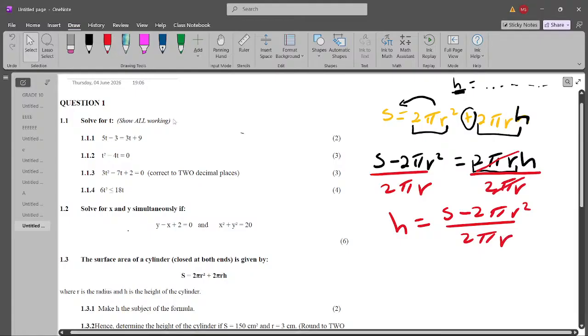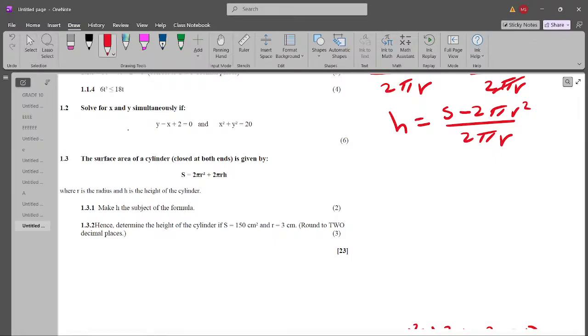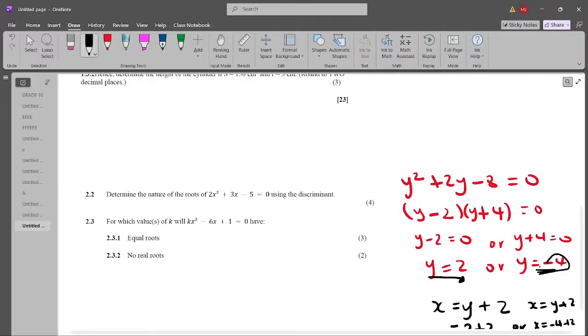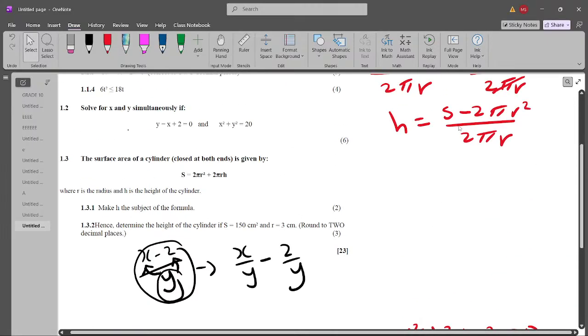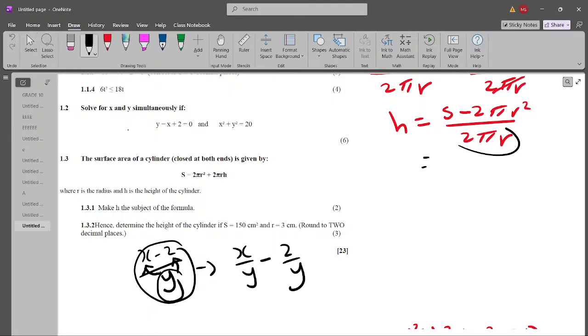And then we can simplify this further by separating our terms. How can we separate our terms? Remember, in mathematics, if we have x minus 2 over y, this can be rewritten as x over y minus 2 over y, meaning the denominator is shared between x and 2. That's exactly what we can do here. Our denominator can be shared between s and the 2 pi r, meaning s over 2 pi r minus 2 pi r squared over 2 pi r.